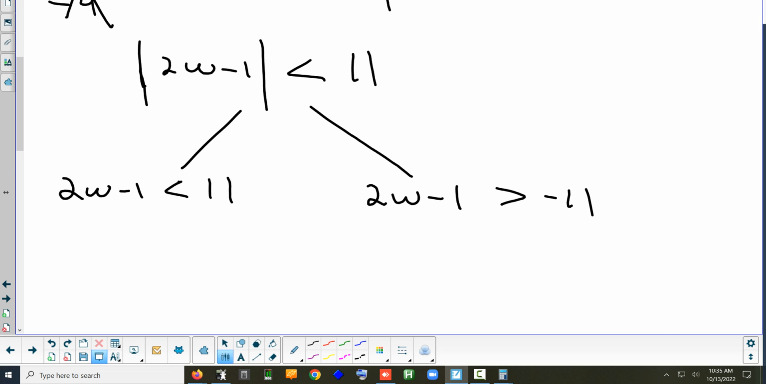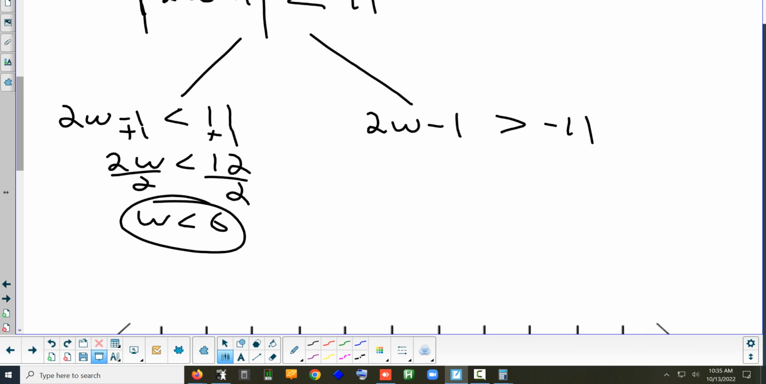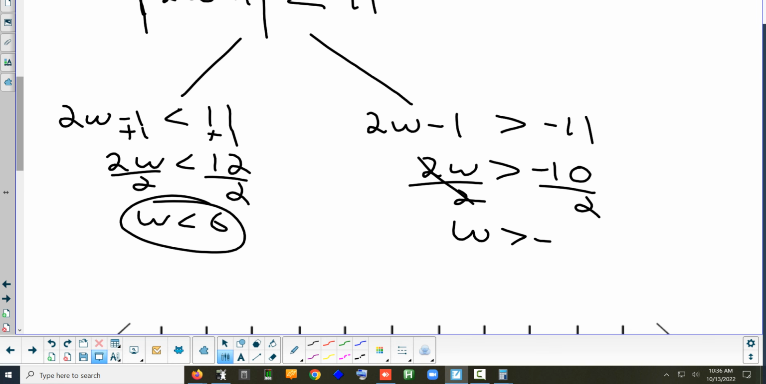And now I'll just solve this quickly so you guys can see it. Add 1 to both sides. Divide by 2. w is less than 6. And for the other one, when you add 1 to both sides, negative 11 plus 1 is negative 10. Divide by 2. Notice I'm always dividing by a positive, so I don't need to flip anything. w is greater than negative 5.